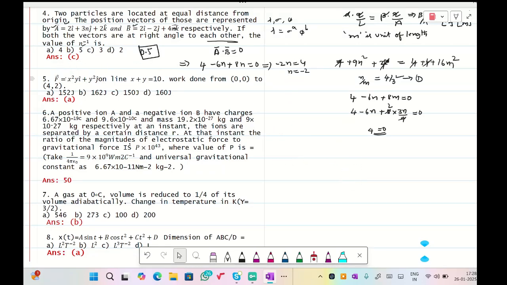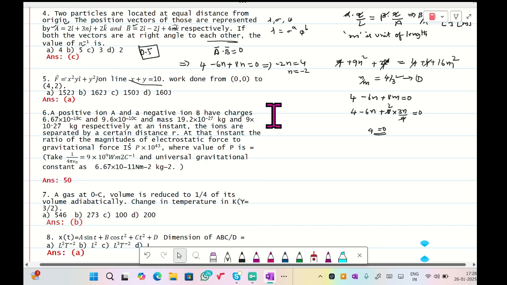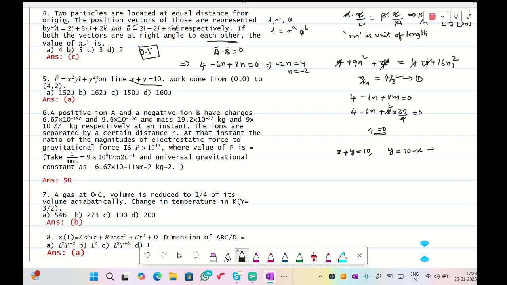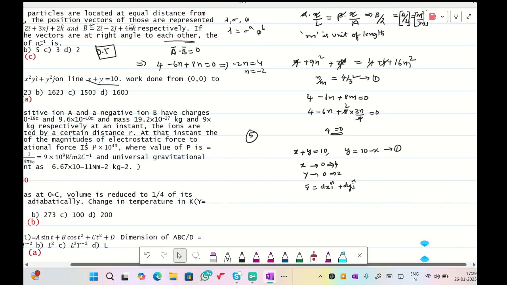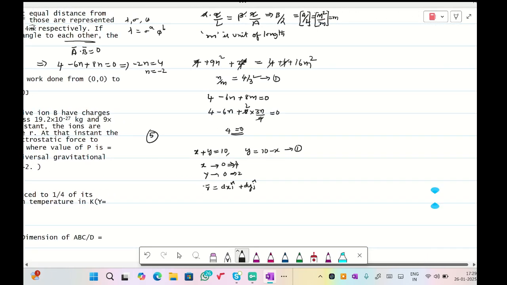For the fifth one, F is given as a function of x and y, and a line equation is given. According to the line equation, x plus y is equal to 10, that means y is equal to 10 minus x. So this is one equation. The position is given: x varies from 0 to 4, and y varies from 0 to 2. Consider the displacement vector dr equal to dx i cap plus dy j cap. Now according to the work done formula, work done equals F dot dr.